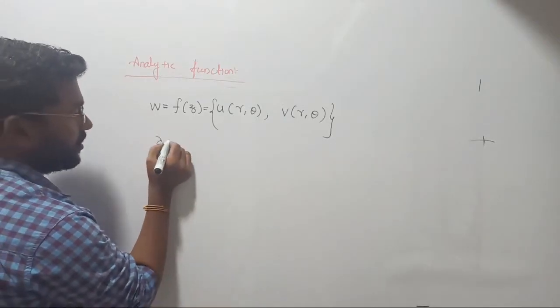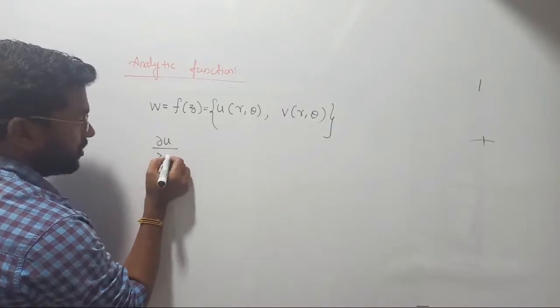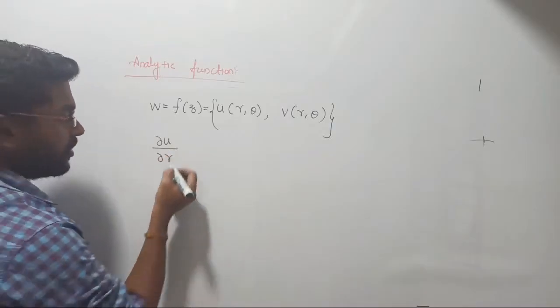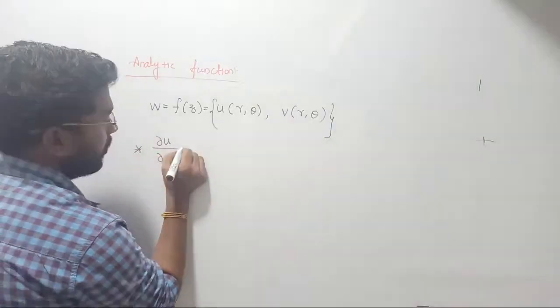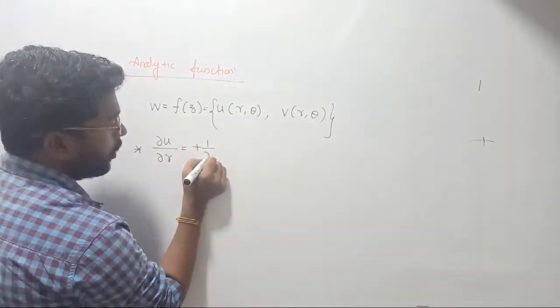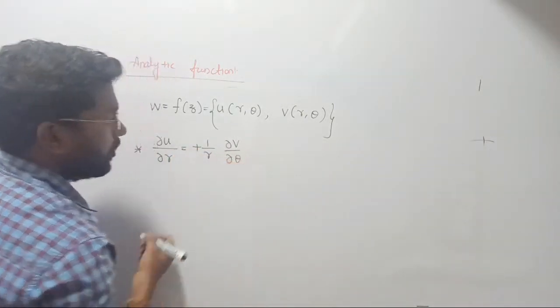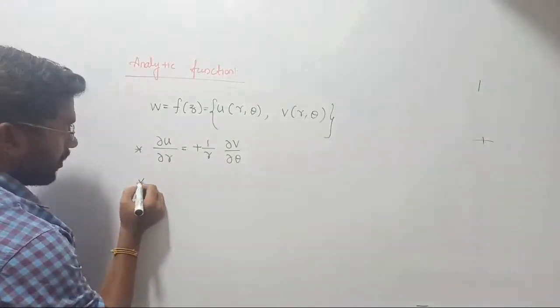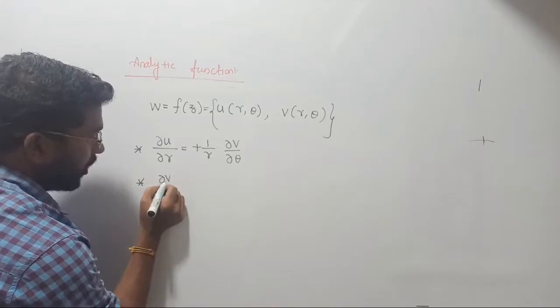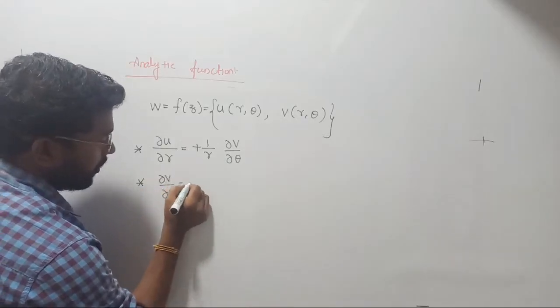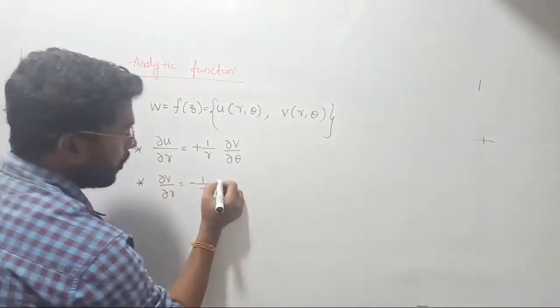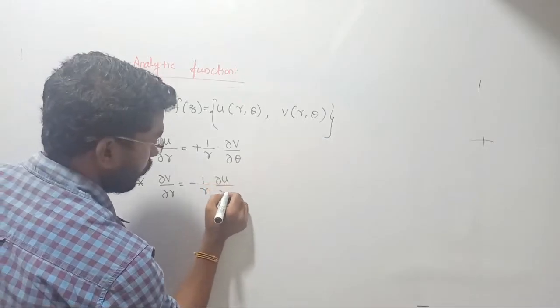The function can be written as, once again you have to do the differentiation, dou u by dou r. Differentiate, and the second condition I define, that should be equal to plus 1 upon r into dou v upon dou theta. That is the first condition. Second, take v, differentiate it with respect to r, and it will give you minus 1 by r into dou u by dou theta.